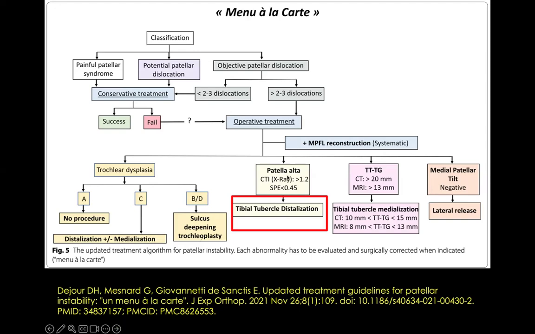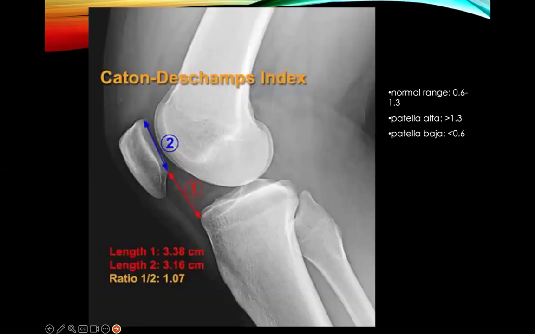So for patella alta, the factors that de Jour has taken into consideration for this paper are Caton-Deschamps index and sagittal patellofemoral engagement index. I had spoken about them last time, but I will just brush up upon it in case it got a lot of values.